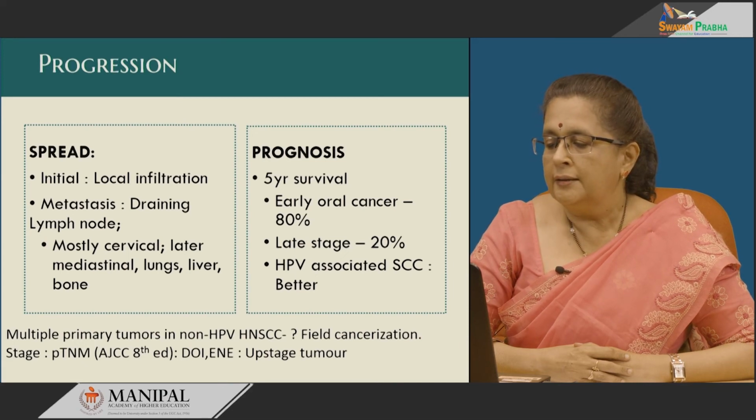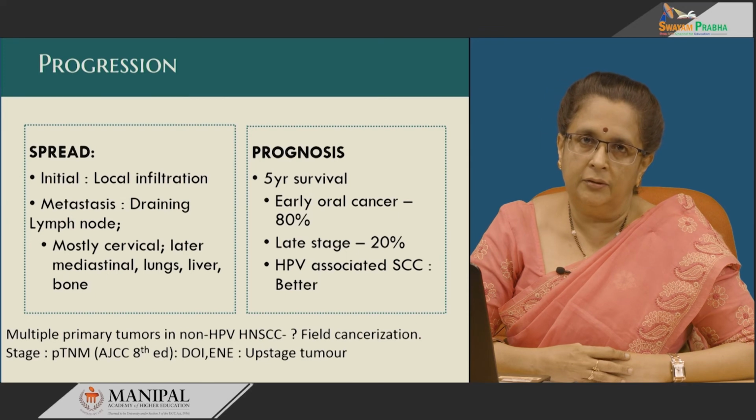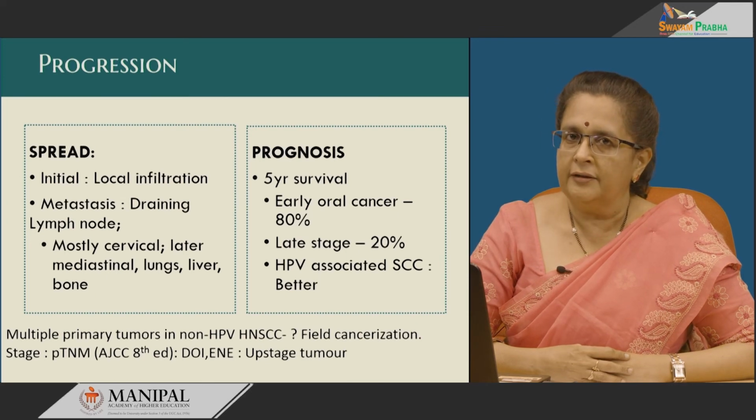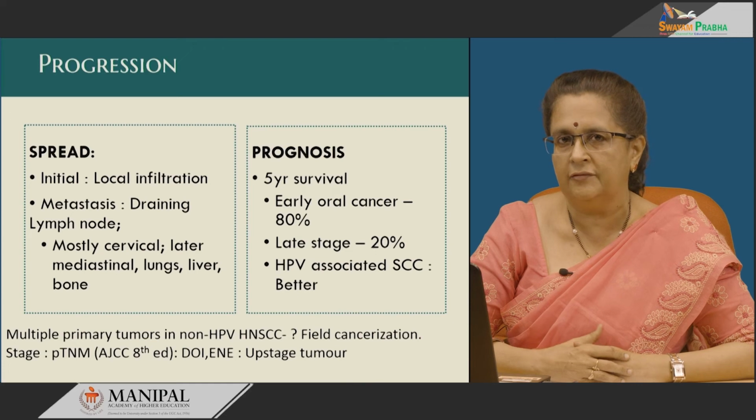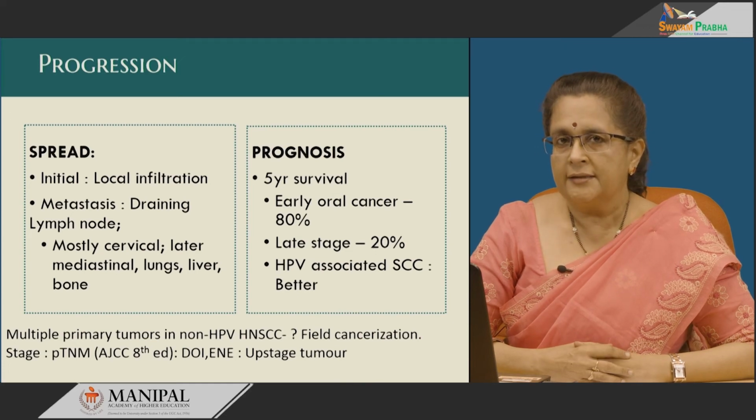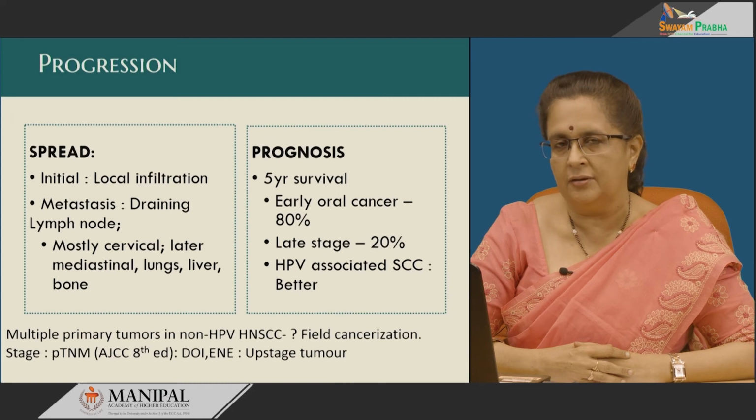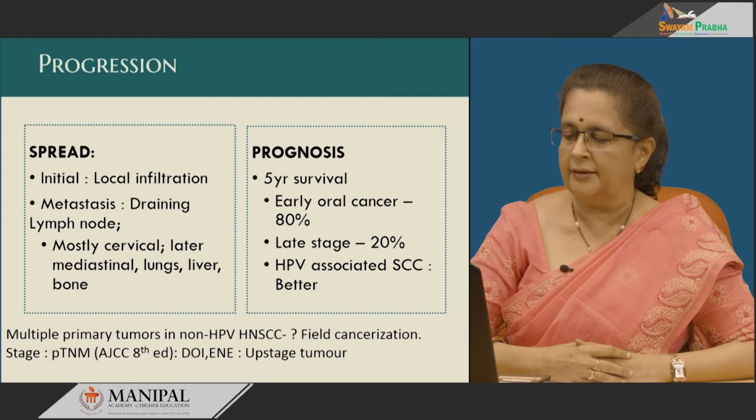Now, in the nodal staging, we look at the size of the metastasis in the lymph node and whether ipsilateral or contralateral, ipsilateral and contralateral, or extensive nodal involvement is seen. And size wise it should be either less than 3 centimeters, or 3 to 6, or beyond 6 centimeters, and whether extranodal involvement is there.